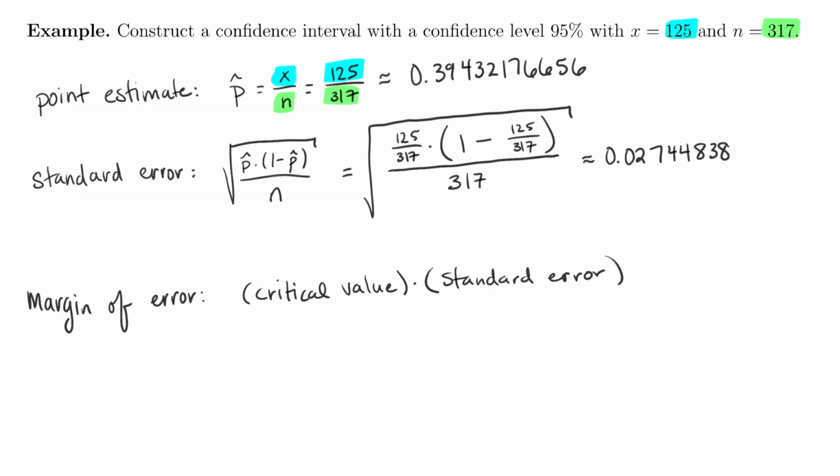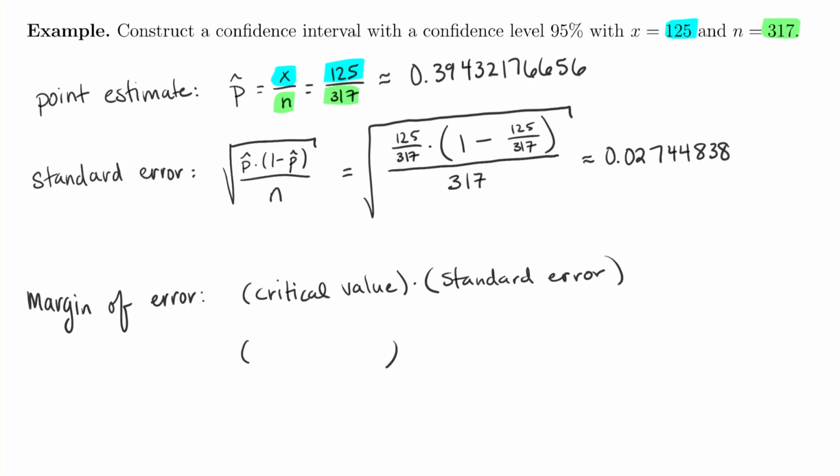So here, finding the point estimate, we know it's the number in the sample who are in the category, which for us is 125, divided by the total sample size, which is 317. That rounds to about 0.394321766656. Next, I find the standard error using its formula, typing this into the calculator, and we get 0.027448838. Next, I find the margin of error.